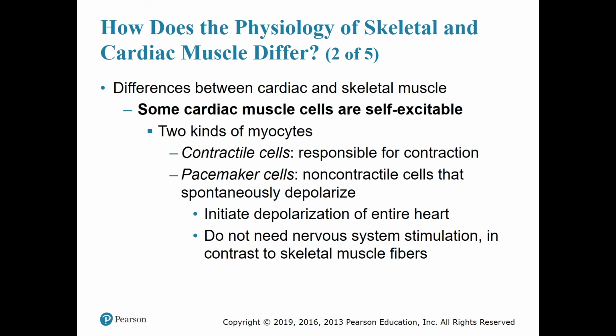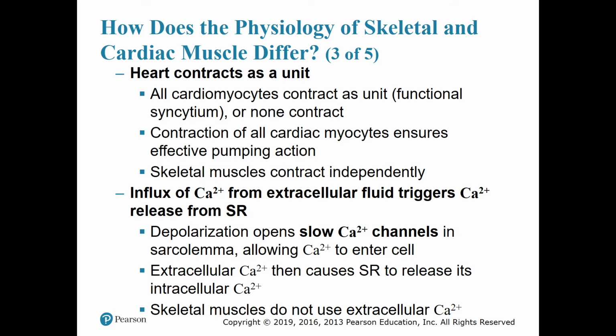Differences between cardiac and skeletal muscle. Some cardiac muscle cells are self-excitable. There are two kinds of myocytes: contractile cells that are responsible for contraction, and pacemaker cells, which are non-contractile cells that spontaneously depolarize. They initiate depolarization of the entire heart and do not need nervous system stimulation, in contrast to skeletal muscle fibers. It contracts as a unit. All the cardiomyocytes contract as a unit, which is a functional syncytium. It's all or none, so either all contract or none. Contraction of all cardiac myocytes ensures effective pumping action.